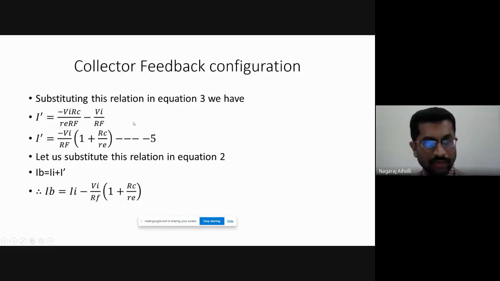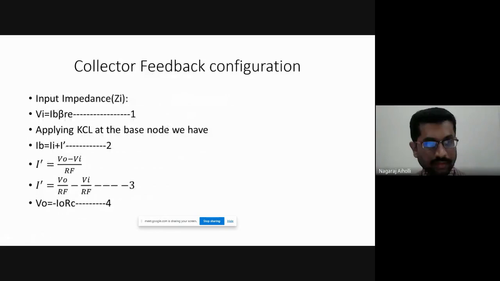Now this equation for V naught, let us substitute in equation 3. What is our equation 3? I dash is equal to V naught by RF minus VI by RF. In this equation, let's substitute the expression for the output voltage V naught, because this expression is in terms of V naught. Ultimately, our aim is to get the equation in the form of VI divided by II. Input impedance is input voltage VI divided by input current II. To get that, we are performing all these steps.